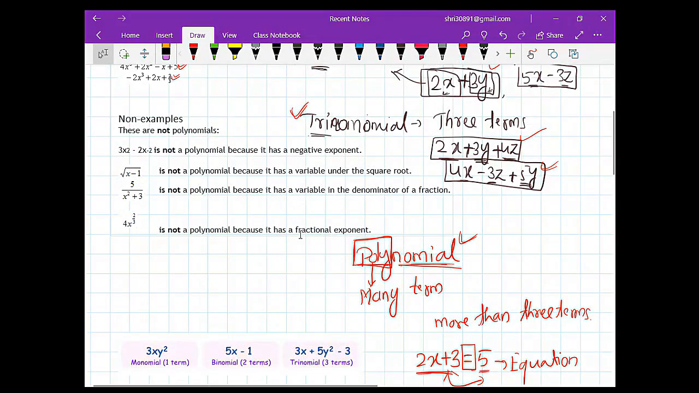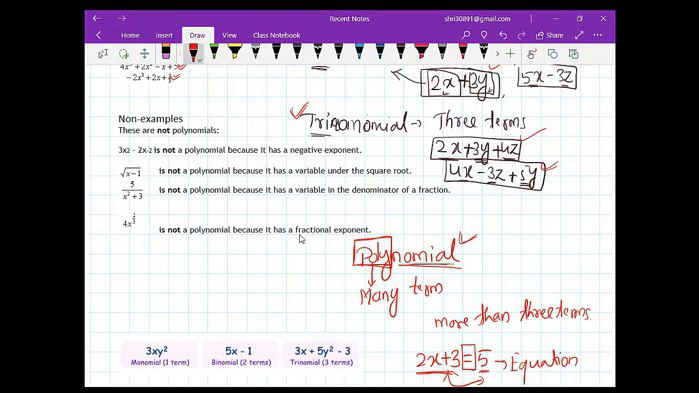Then see here, which examples are not polynomials? In MCQ questions, you will get a question like which one is not a polynomial, or which one is a monomial, or which one is a binomial, or which one is a trinomial. To answer those MCQ questions, you should know which one is not a polynomial. If you know correctly which one is a polynomial, then automatically you can answer which one is not.